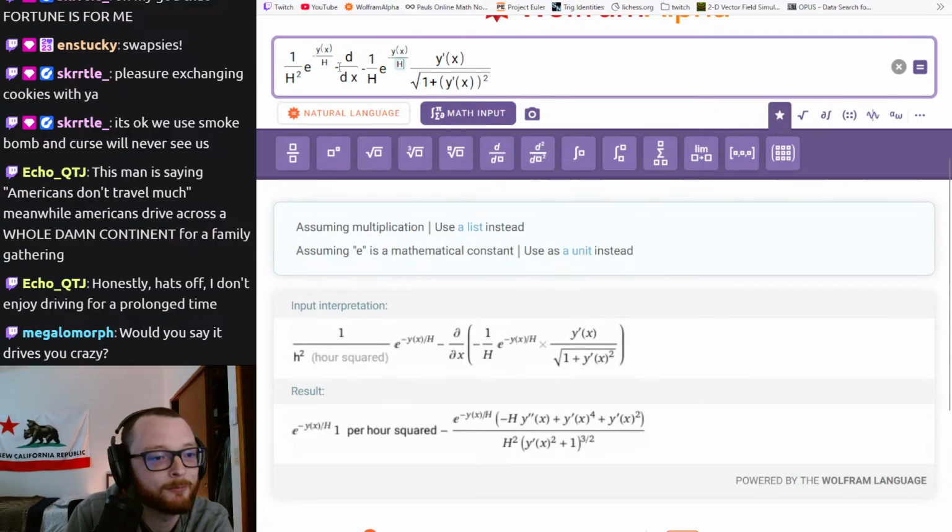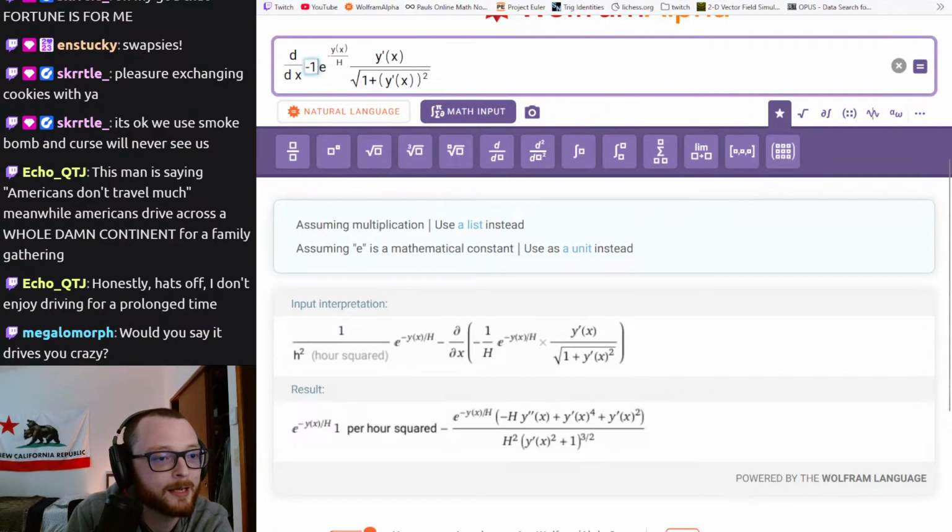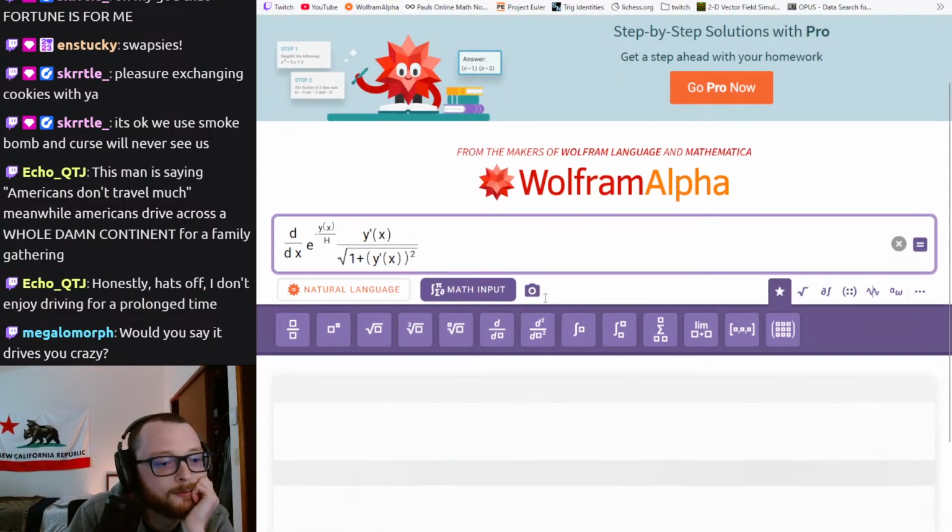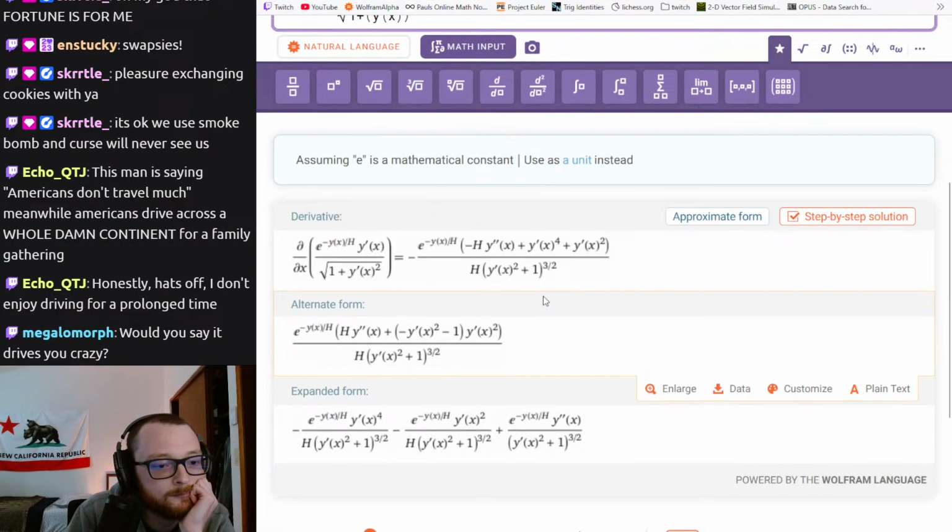Okay, what if I make your life simpler, Wolfram? What if I get rid of that? I can even get rid of this. No, not partial derivative.